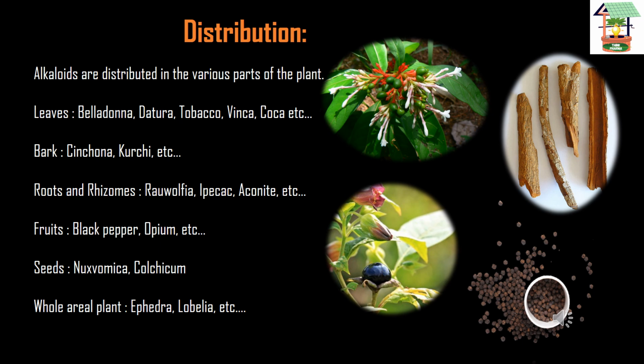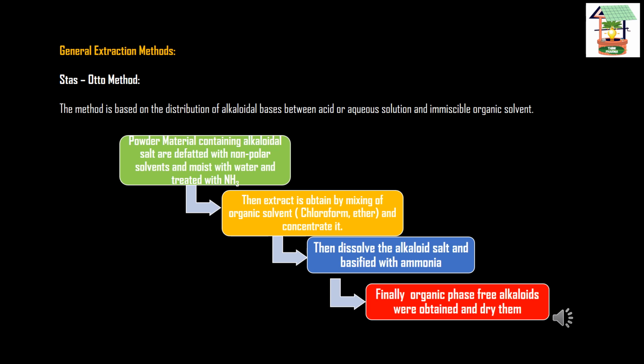And then black pepper, as we all know, those are fruits. And opium, which are the alkaloids present in fruits. And then nux vomica and colchicum are the seeds. And then the whole aerial part, ephedra and lobelia, etc., are the things, alkaloids which were distributed in several parts. And then how we will extract these alkaloids from different parts of the plant.